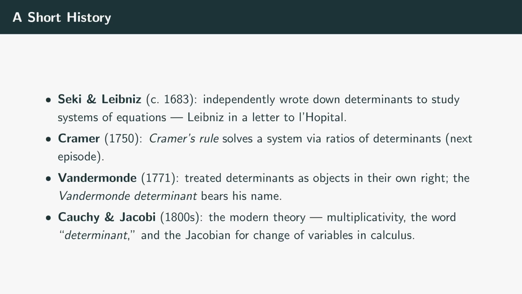In 1771, Alexandre Théophile Vandermonde was the first to treat the determinant as an object worth studying on its own, and a particular determinant still carries his name. The modern theory came in the 1800s with Augustin Louis Cauchy and Carl Jacobi, who established the multiplication rule, fixed the very word determinant, and introduced the Jacobian, the determinant that governs how areas and volumes change under a substitution in calculus, exactly the scaling factor idea from today, applied to curved maps.